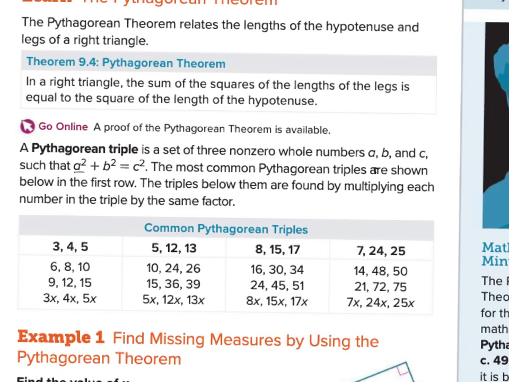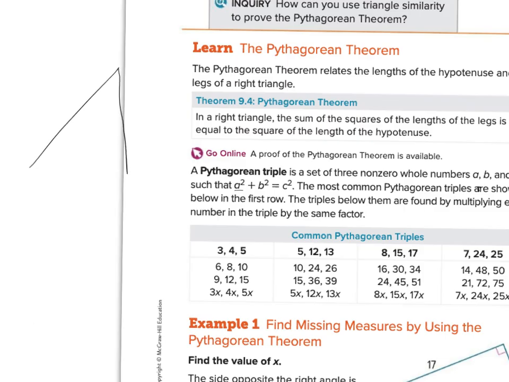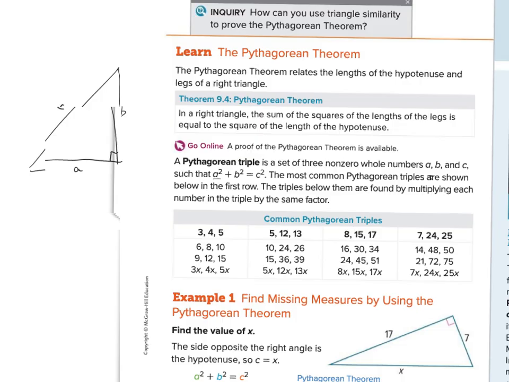a squared plus b squared equals c squared. That would tell us that when I had that right triangle, a and b would represent the legs, and c would represent the hypotenuse, or the longest side across from the right angle. So as long as I had two of those, I could find the third. In a right triangle, the sum of the squares of the lengths of the legs is equal to the square of the length of the hypotenuse. All they're saying is a squared plus b squared is equal to c squared.